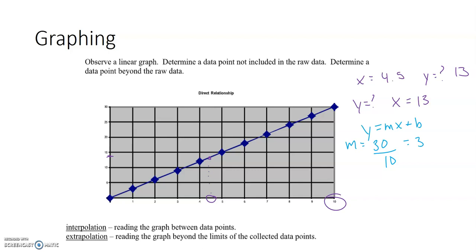Okay, and then b, the y-intercept, where our line crosses the y-axis, that is at 0, or at the origin. So we write our equation, y equals 3x plus 0. We want to extrapolate and know y when x is equal to 13. So y equals 3 times 13, which is equal to 39.